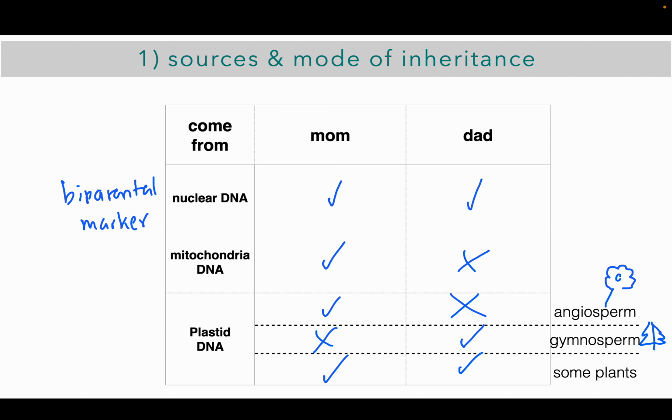So if you're really interested in the paternity test, who's your daddy, then you need to use the nuclear. But if you're interested in something deeper, like where your family comes from, your mother's side, you use mitochondria or chloroplast. So that's number one consideration. All right?